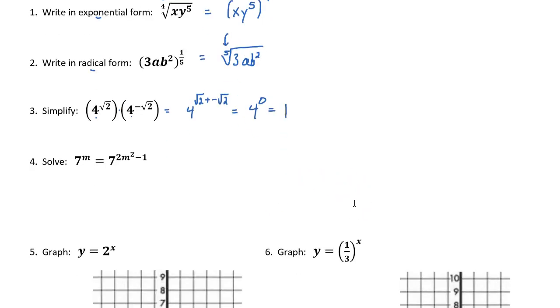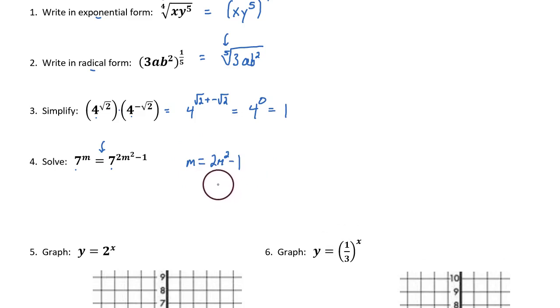Number 4, we're asked to solve an equation, but the variable is in the exponent. In this equation, the base is the same on both sides. So if powers have the same base and those powers are equal, then their exponents must be equal. So we can write m equals 2m squared minus 1. Then solve this equation for m.